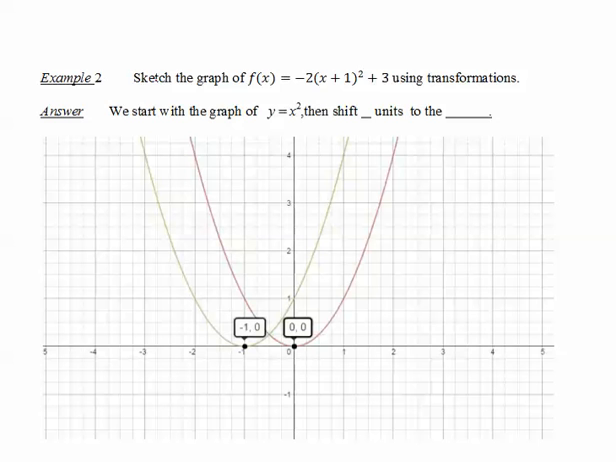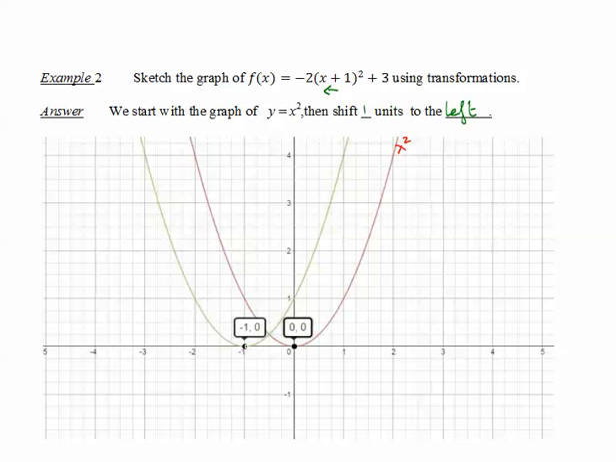In this example we have a negative 2 as a coefficient before (x plus 1) quantity squared, plus 3. So we're using transformations to graph this quadratic function. We start with the graph of y equals x squared, as we see here in red. This is y equals x squared, and then we're going to shift 1 unit to the left, because again it's positive, we go to the left. If it was negative, we go to the right.